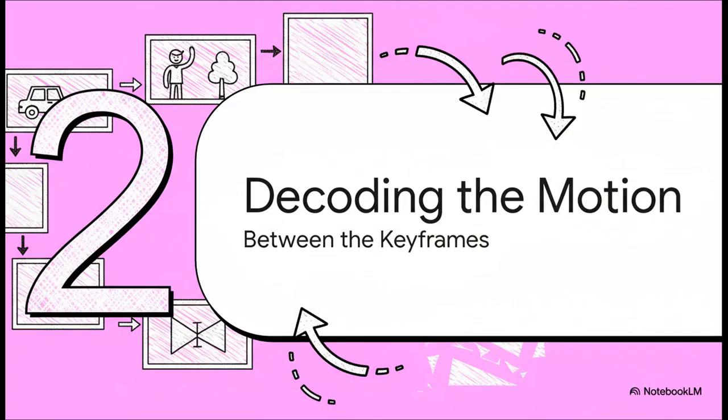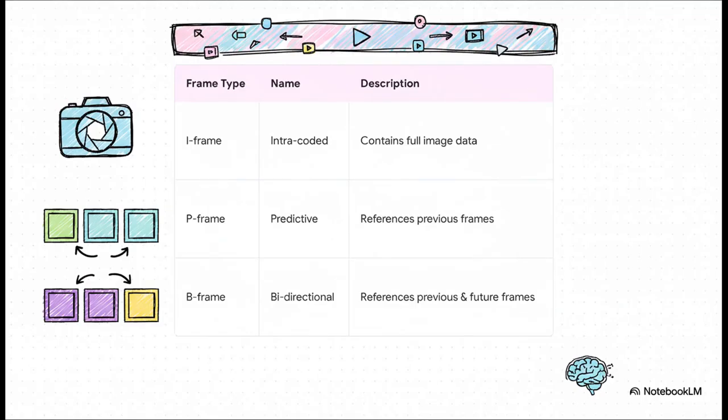Okay, so if the keyframes are the big, important anchor points, what about all those thousands of other frames that are squeezed in between? What are they doing, and what kind of story are they telling? Well, this is where things get really clever. The frames between the keyframes, the P-frames and B-frames, they don't store the whole picture all over again. They're way more efficient. P-frames just describe what's changed from the frame that came before it, and B-frames are even smarter. They can look both backward and forward to describe changes even more efficiently.